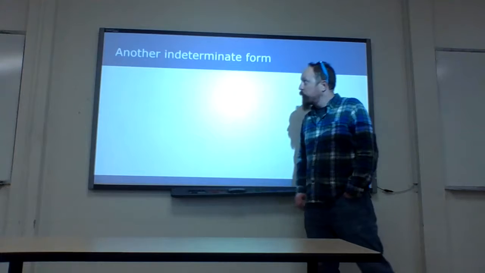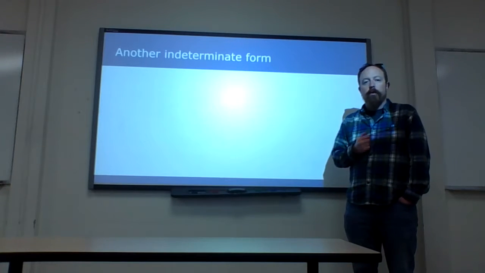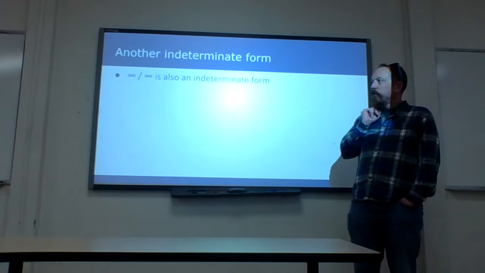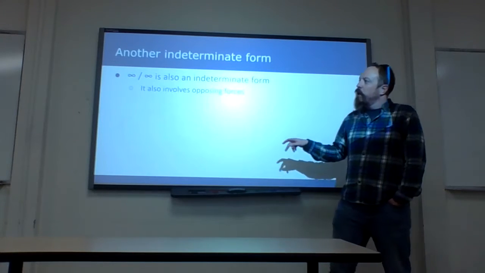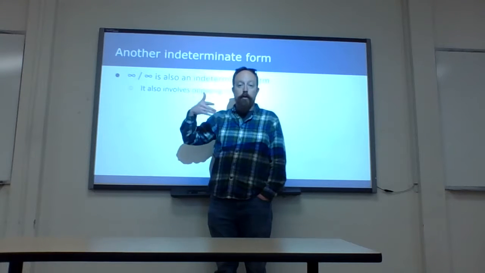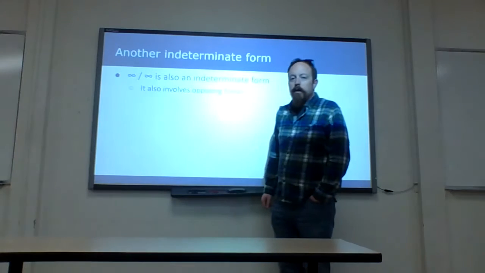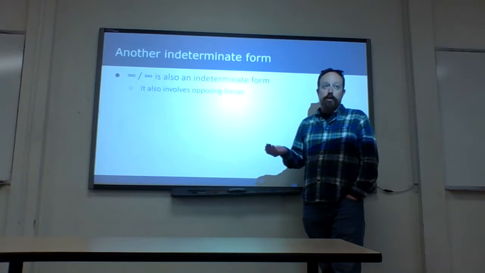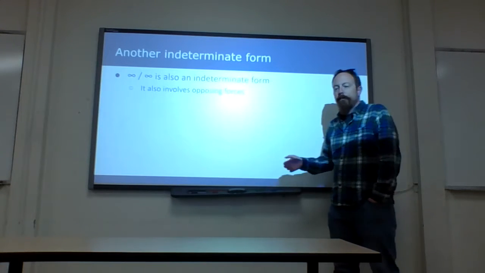So that leads us to another indeterminate form. Just like 0 over 0 is an indeterminate form with two forces fighting, for similar reasons, infinity over infinity is also an indeterminate form. These are also opposing forces. The infinity in the numerator wants to pull our answer up to infinity, bigger and bigger. The infinity in the denominator wants to pull our answer down to 0. So again, these forces are in conflict, and the answer is, whoever is going faster is who's going to win.